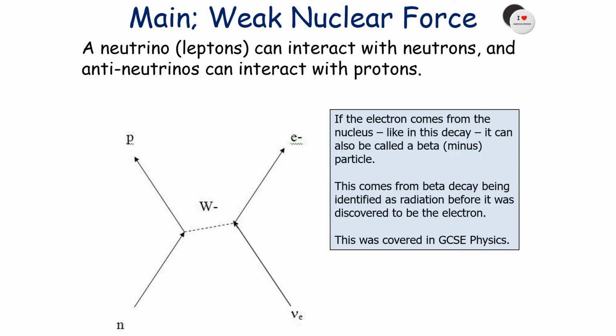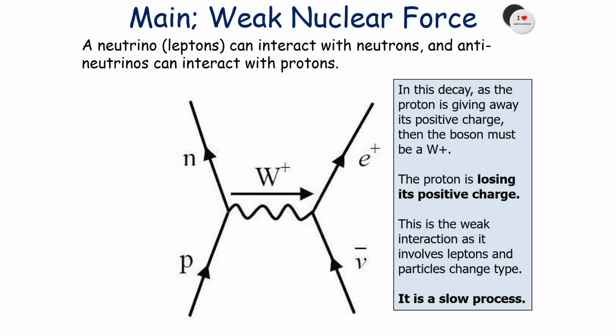So in this particular example, a neutrino, a lepton, can interact with a neutron, and antineutrinos can interact with the proton. Okay, so if an electron comes from the nucleus, like in this decay, it can be considered to be a beta particle, and this comes from beta decay being identified as radiation before it was discovered to be an electron. Now, a neutrino can interact again with neutrons.